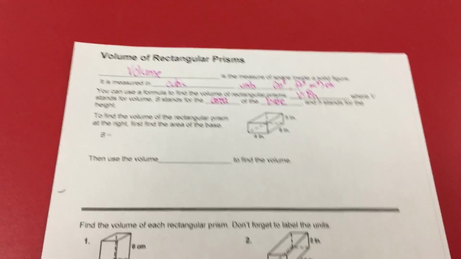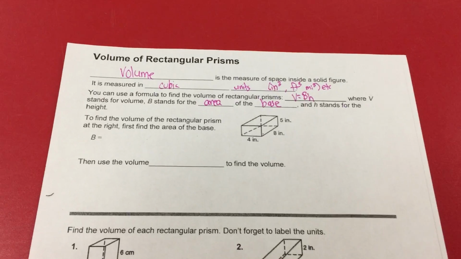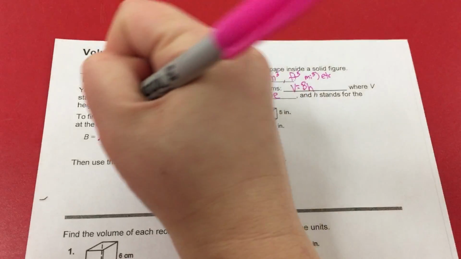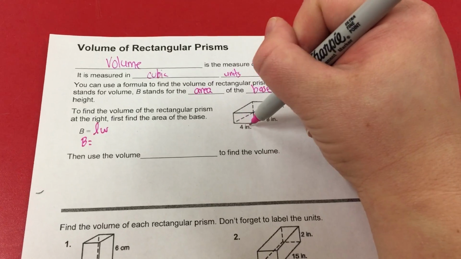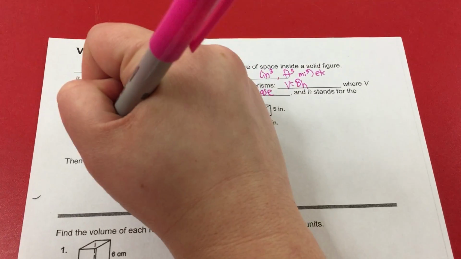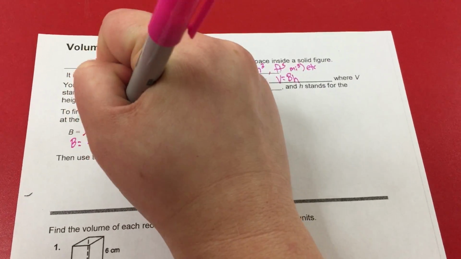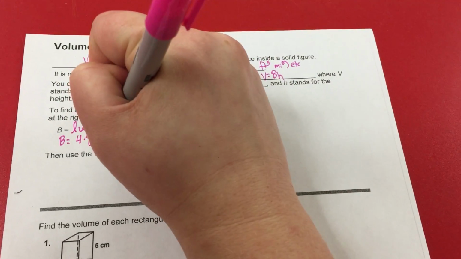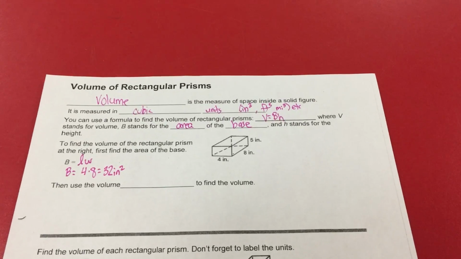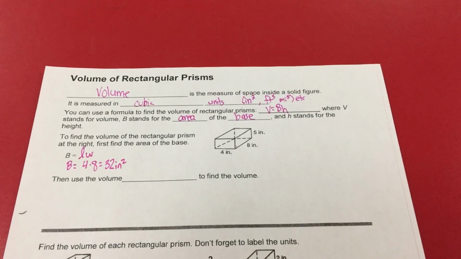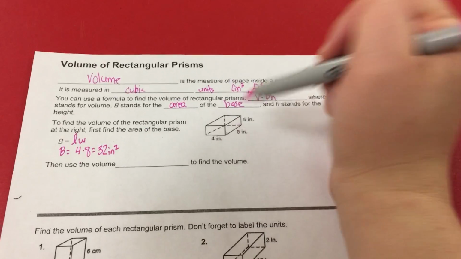So I've got to think, how do I find the area of a rectangle? Oh, that's an easy one. Area of a rectangle is length times width. So if I substitute for my variables, I'm going to have length times width, or 4 times 8, which equals 32 inches. And since this is just the area, we're going to say inches squared. So now we know the area of the base.